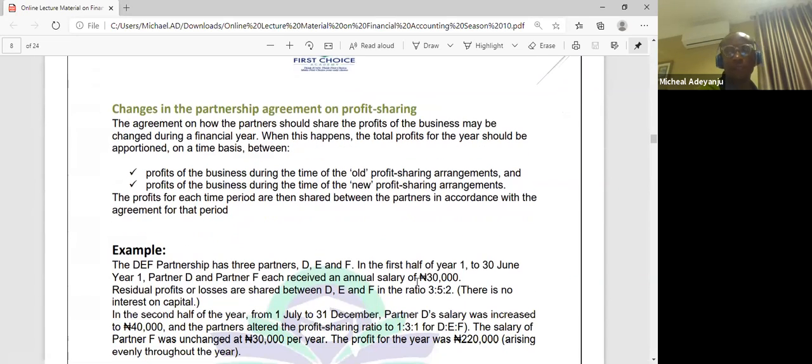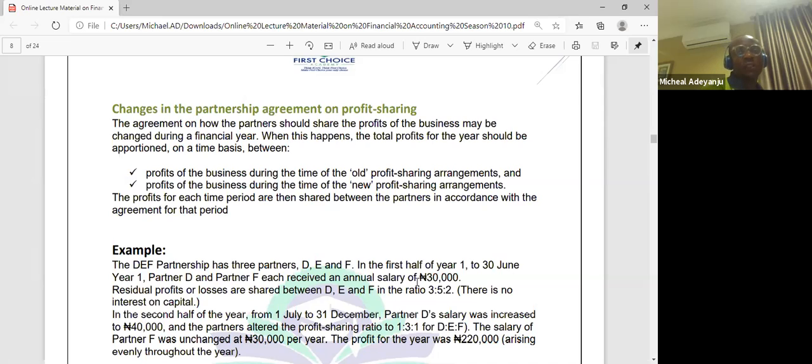So back to our changes in partners. We have change in partnership business itself. So there are situations, like I said earlier on, that can cause changes in partnership accounts, like the retirement, the addition and amalgamation of new partners, the death of a partner, or the retirement of partners.